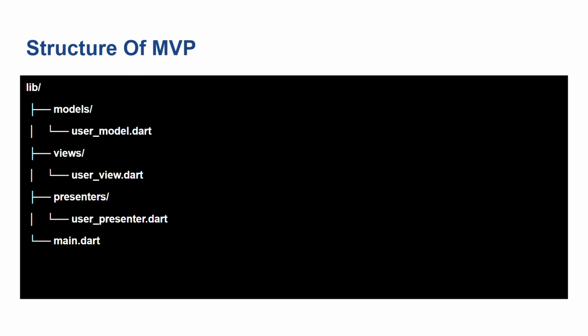In MVP we have a similar type of structure, and the only difference is that there is a controller in MVC and we have a presenter here. So this is all about this segment of the video.